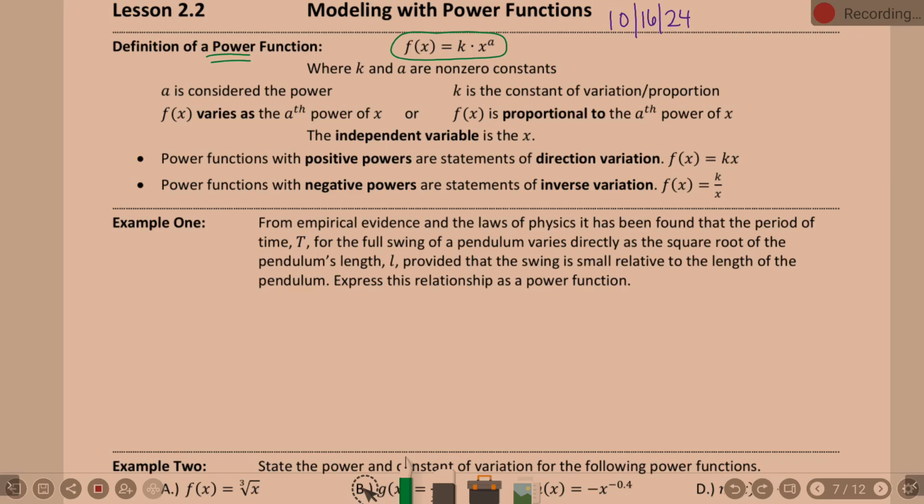It's in the exponent, of course. k is what is called the constant of variation or constant of proportion. And you'll have to be able to identify those when we look at power functions in homework. A little bit of vocabulary or how it can be read. f of x varies as the 8th power of x, or in other words, the power of a. Okay, with that in mind.